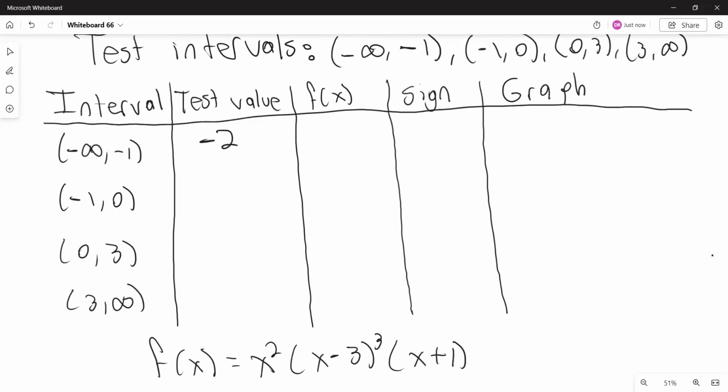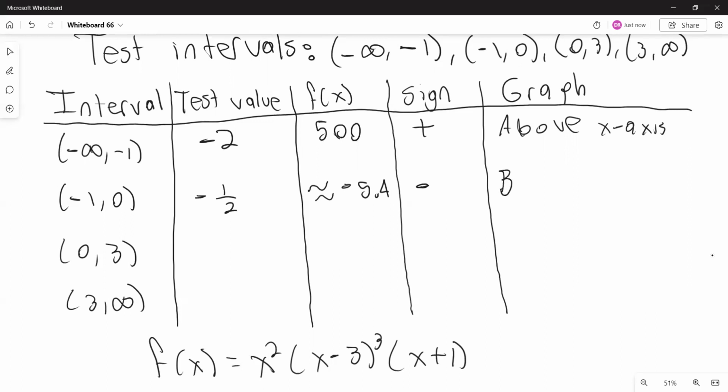Okay, so the first test value, let's take -2. At -2, the function is going to be 500. That is positive, and the graph is above the x-axis. In -1 to 0, our test value is going to be -1/2. At that point, the function is going to be approximately -5.4. So at that value, the function is negative, and the graph is going to be below the axis.